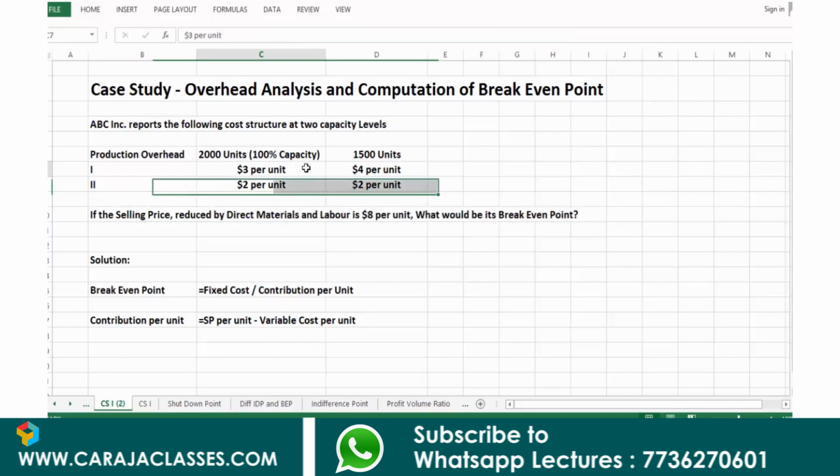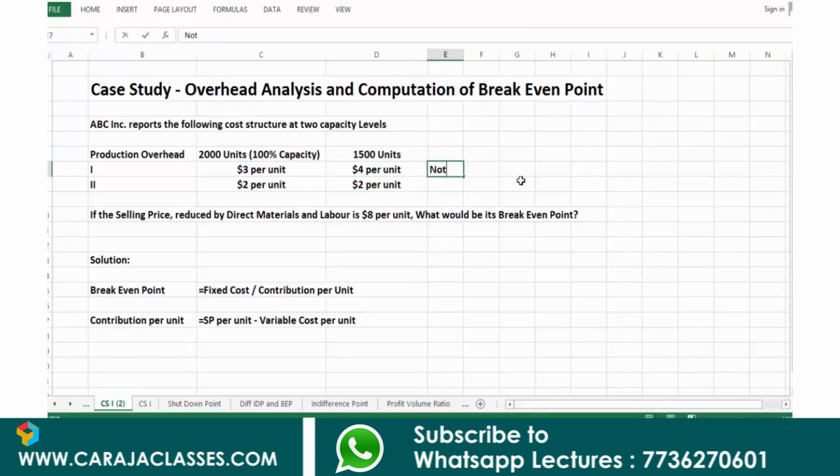Here you have some cost. If you look here, when your production is 2000 units, your production overhead is $3 per unit. But when your production level comes down, the cost goes up and becomes $4 per unit. So what we have to understand is variable cost. Yes, of course, in totality the cost would be variable in nature, but variable cost per unit would be constant always. So this cost is not constant. When your production is 2000 units, you have $3 per unit, and when your production is 1500 units, it has gone up to $4 per unit. So this is not a variable cost.